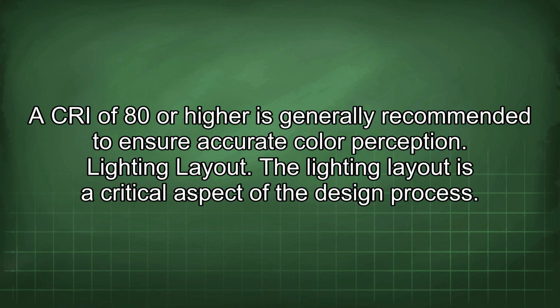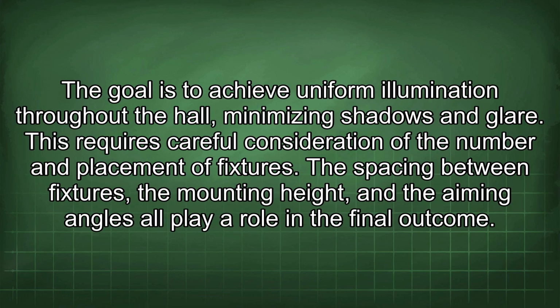Lighting layout. The lighting layout is a critical aspect of the design process. The goal is to achieve uniform illumination throughout the hall, minimizing shadows and glare. This requires careful consideration of the number and placement of fixtures. The spacing between fixtures, the mounting height, and the aiming angles all play a role in the final outcome.